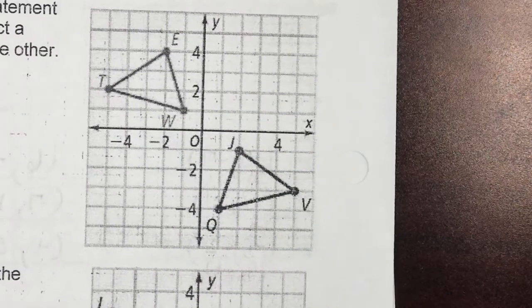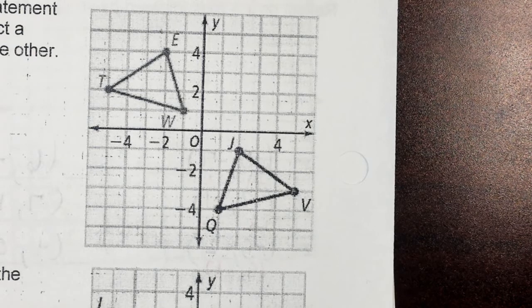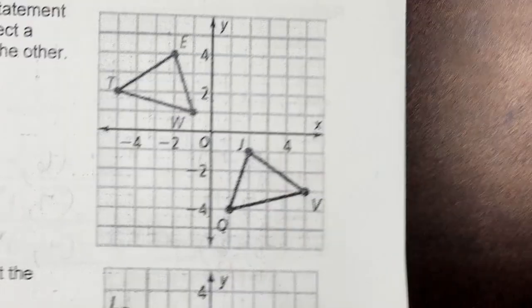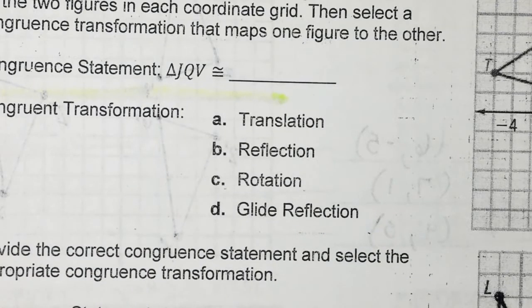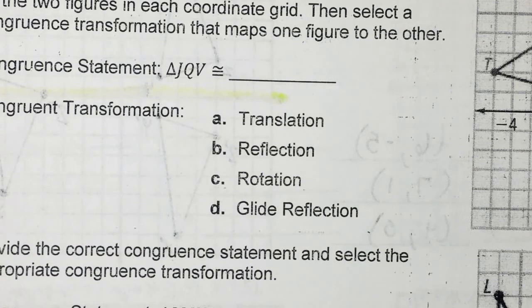Looking at these two figures over here, they look to be the same, yes? So that means they've got points on each one that match up with each other. When you're making a congruency statement, it doesn't matter whatever you name your first figure. You can name it any way you want. But how you name that first figure, you have to name the second figure the same way so the stuff matches up.